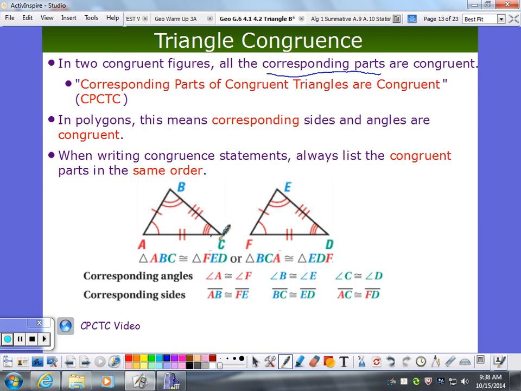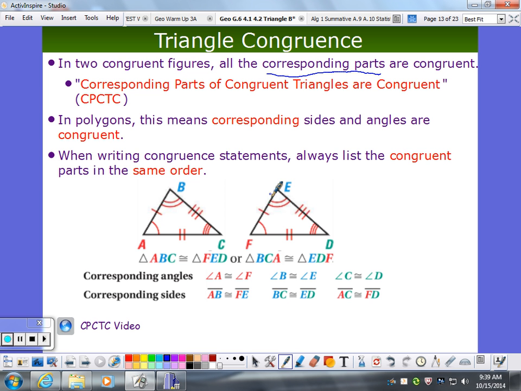I'm looking at these two triangles. Angle A corresponds with angle F. That means those measures match. Angle B corresponds with angle E. Those measures match. Angle C and angle D correspond. Those measures match. Now, how do I know those are the matches? 1 arc, 1 arc, 2 arcs, 2 arcs, 3 arcs, 3 arcs. The sides also have to match, so the sides and the angles have to match.